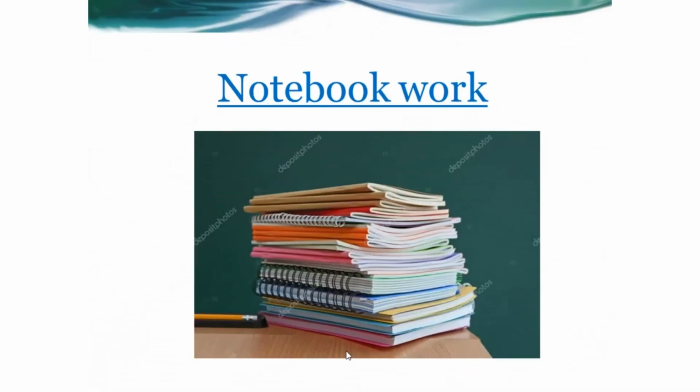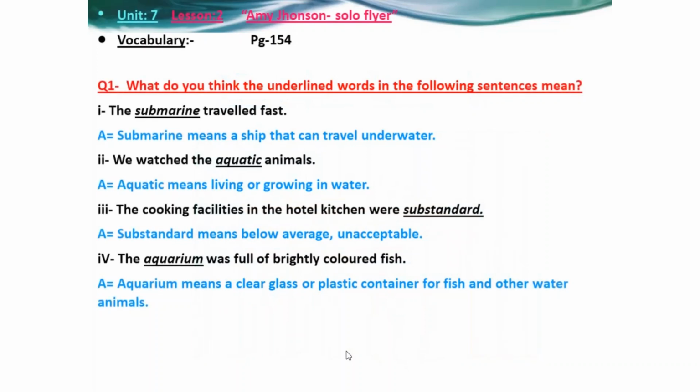Okay, students, open your notebooks. We are going to start some notebook work. Open your notebooks and give the heading Unit 7 Lesson 2 Amy Johnson Solar Flyer. On page 154, you're going to give the heading Vocabulary. Question number 1, just write with a black pen. Students, what do you think the underlined words in the following sentences mean? There are 4 parts given in the questions in your books, so you're going to write them in your notebooks. First question, you will write with the black pen.